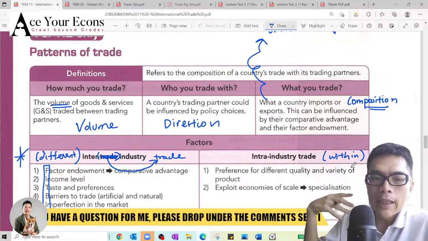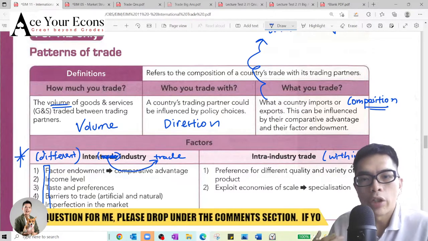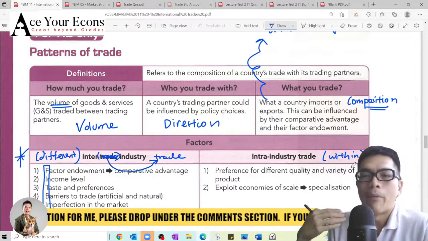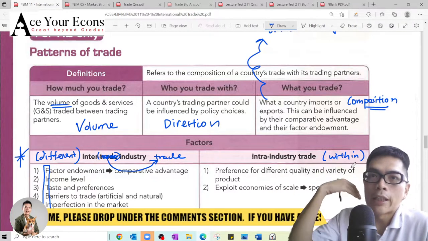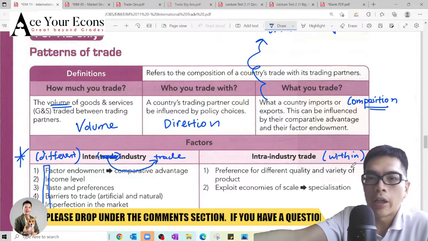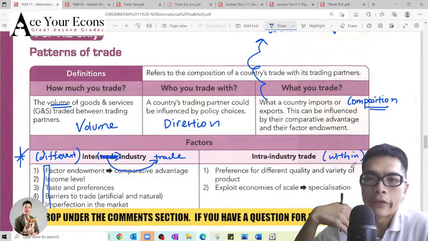And when you realize that different countries have different comparative advantage, then this will shape the composition of how much they export. Right? Okay, so they are going to export goods that they have a comparative advantage in, and they are going to import goods that they have a comparative disadvantage in.